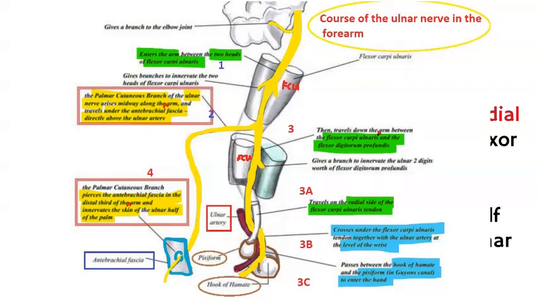So the ulnar nerve also travels in between the flexor carpi ulnaris and the flexor digitorum profundus. And it gives a branch to the ulnar 2 digits of the FDP. Then later, it travels down on the radial side of the flexor carpi ulnaris tendon. And it crosses under the flexor carpi ulnaris tendon together with the ulnar artery at the level of the wrist. And it passes between the hook of hamate and the pisiform in the Guyon canal. Then later it enters the hand.